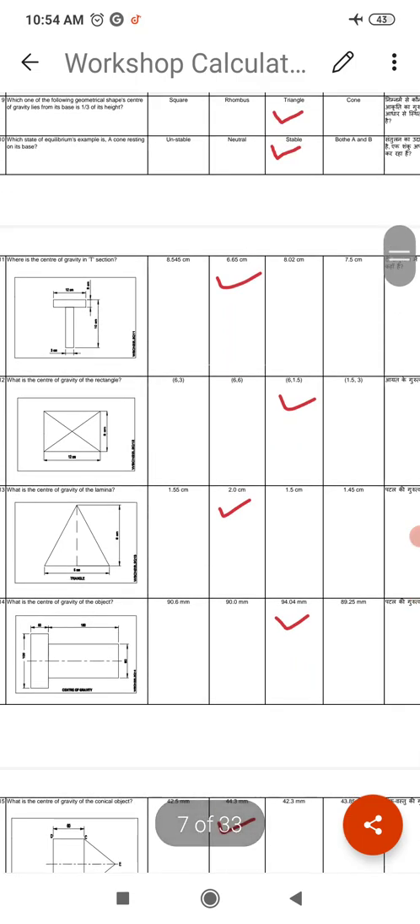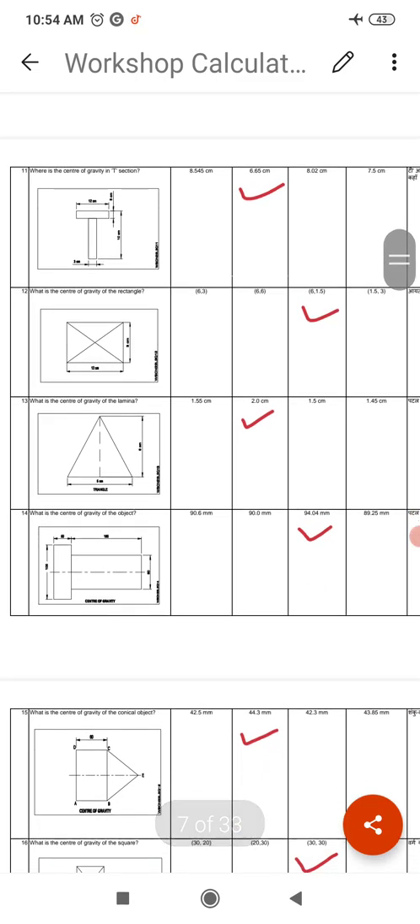Next question. What is the center of gravity in a T section? Its answer: first see the figure in the question, and the answer is 6.65 centimeter. Next, what is the center of gravity of the rectangle? Its answer is 1.5. See the figure in the question, and another figure in the 13th question. What is the center of gravity of the lamina? Its answer is 2.0 centimeter.